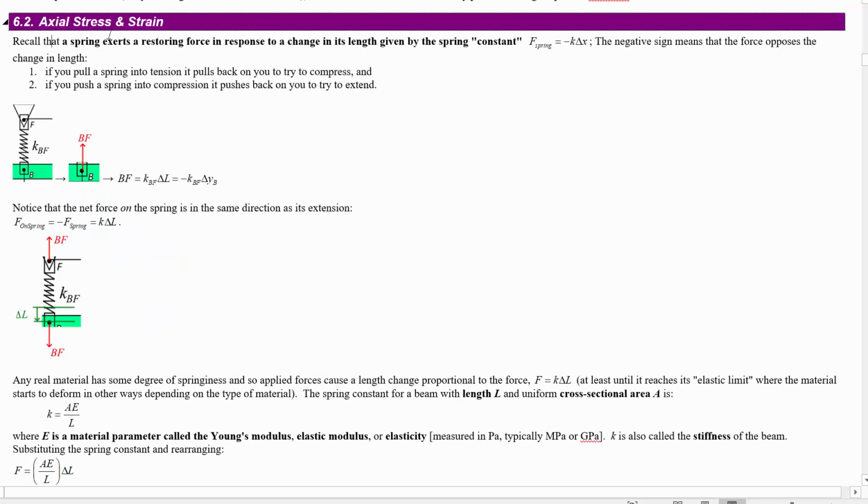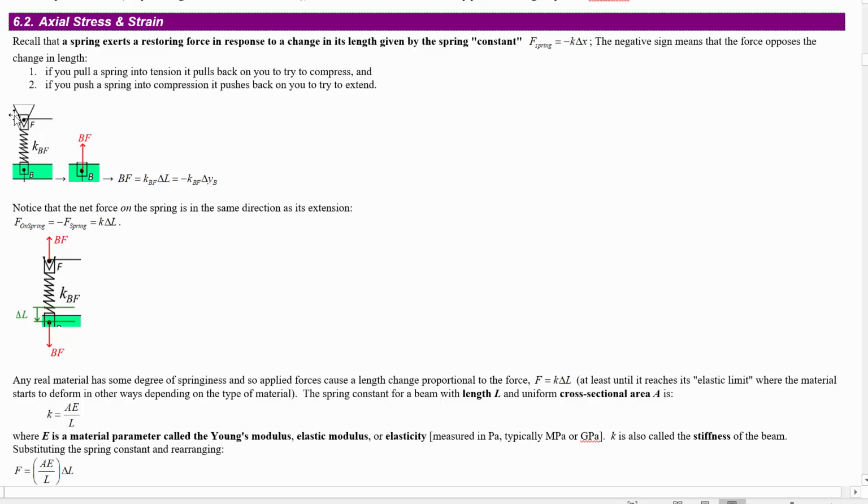All right, axial stress and strain. Recall that a spring exerts a restoring force in response to a change in its length given by the spring constant. We would say that the force of a spring is negative k delta x, where x is like the displacement of one end of it. Really, we meant that a spring responds by opposing a change in length. If you pull a spring into tension, it pulls back on you to try to compress. And if you push a spring into compression, it pushes back on you to try to extend.